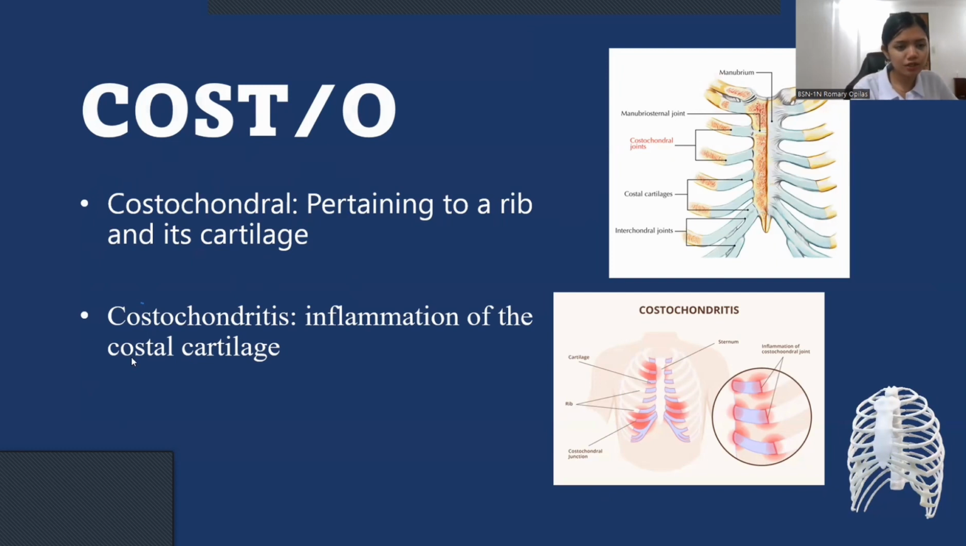So, next is costochondritis. Alam naman natin yung itis, which is inflammation. Chondro is cartilage. Costo, which means in the costal region or in our rib cage. So, alam na natin kung ano yung sakit na yun. Costochondritis, inflammation of the costal cartilage. So, yun naman.